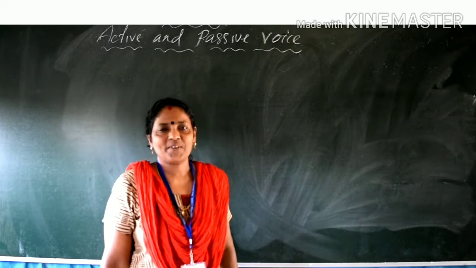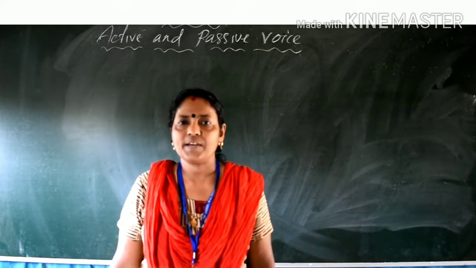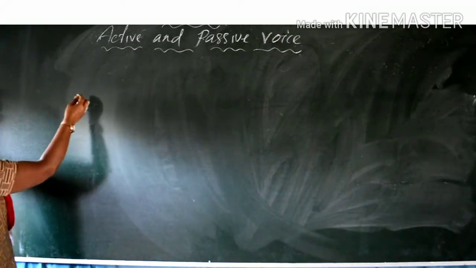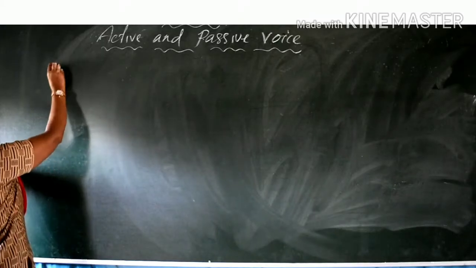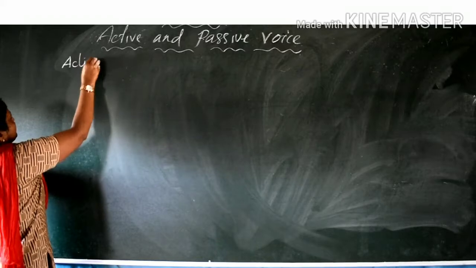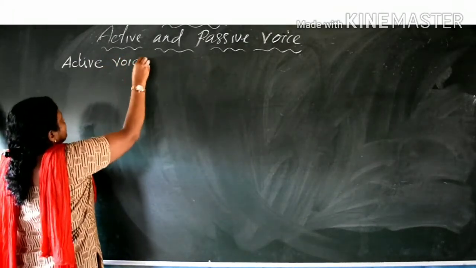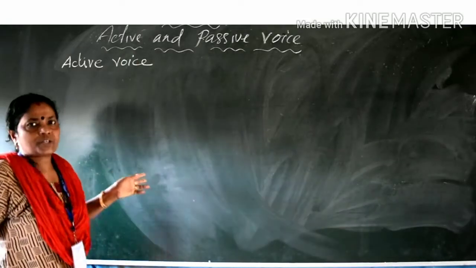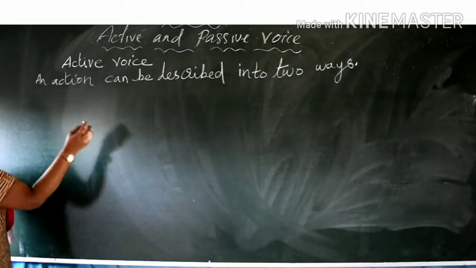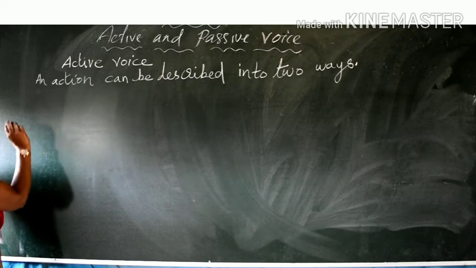Children, today I am going to teach you an important portion, that is active and passive voice. So let me get started. An action can be described in two ways, that is active and passive voice. I will give an example. With an example I will explain.